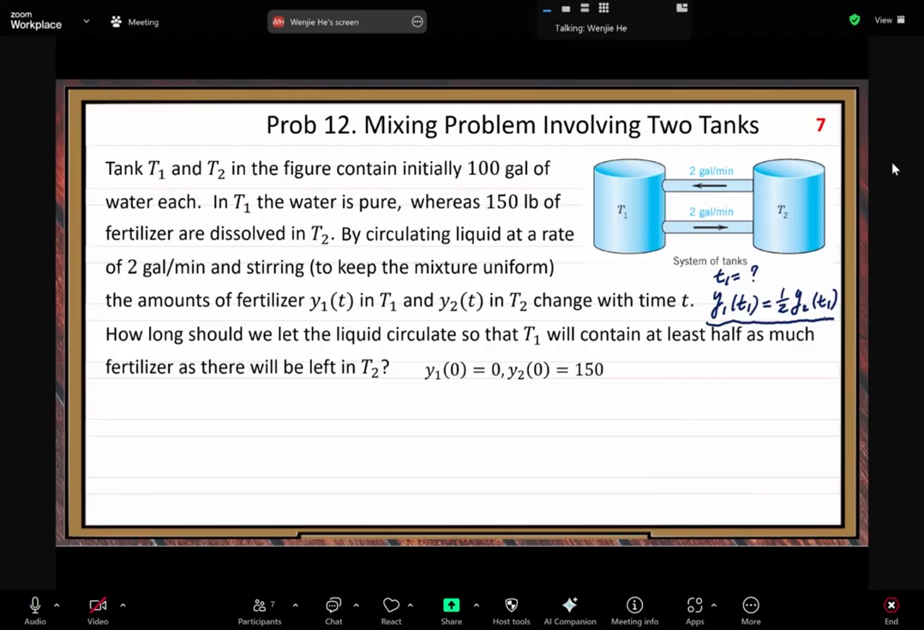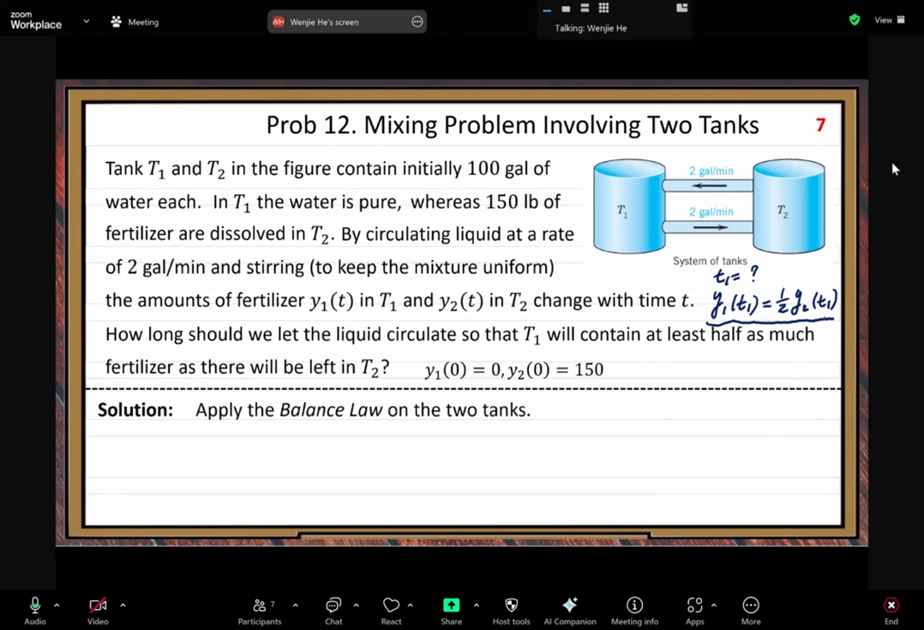Initially, the amount of fertilizer in T1 is 0. The amount of the fertilizer in T2 is 150 pounds. Solution. The physical law we need to use is the balance law. But the question is how to use the balance law on the 2 tanks. This time, it's different from our 1 tank balance law. That's pretty straightforward.